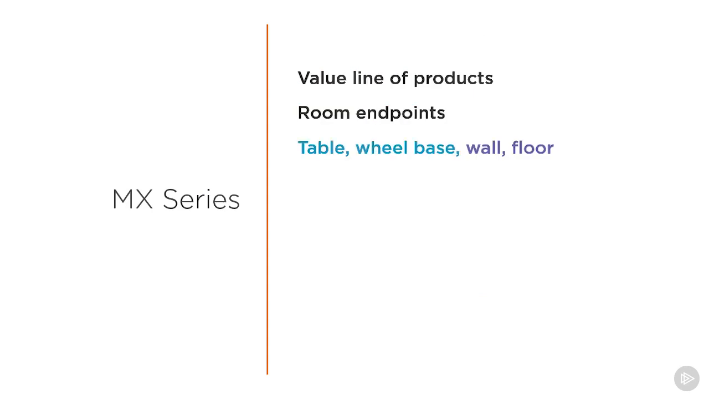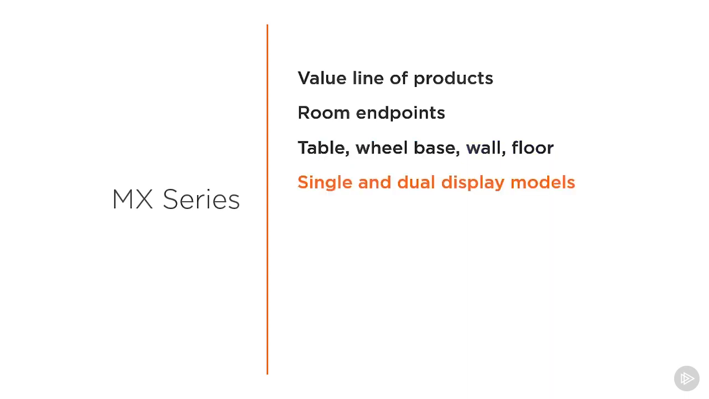Next, we've got the MX series. And these are the value line of products. They're room endpoints. They can be placed on a table. They can be placed on a base that has wheels so they can be rolled into rooms. They can be placed on the wall. And they can just be set on the floor. We can get a floor stand and keep them there.